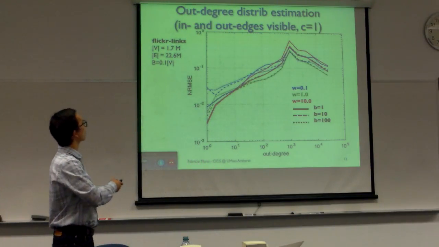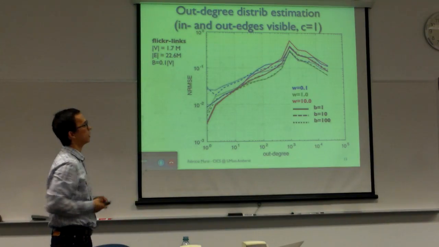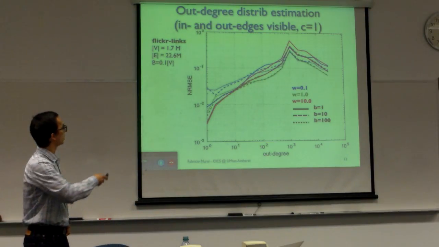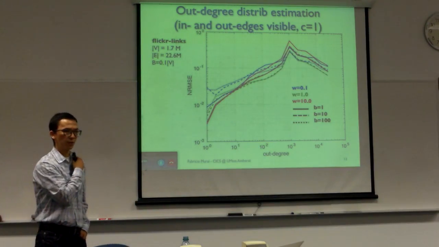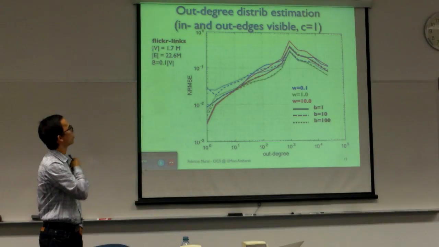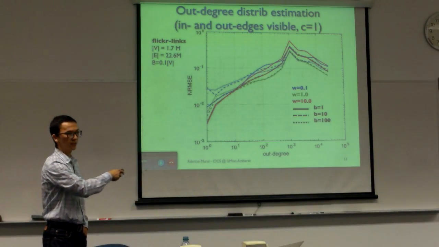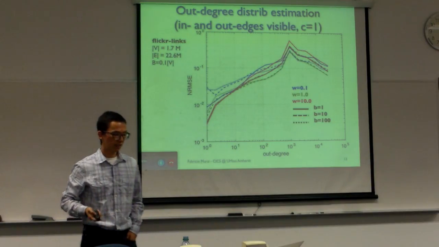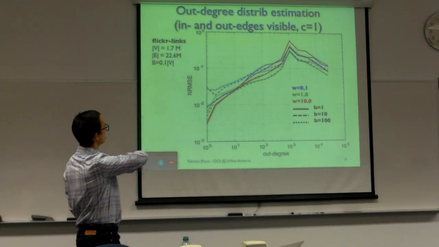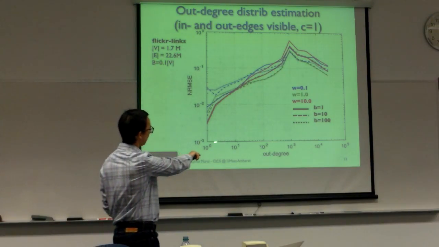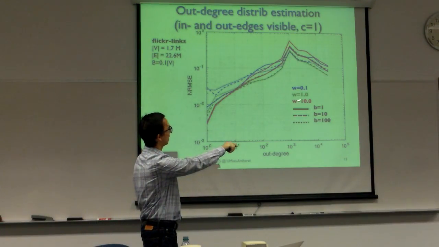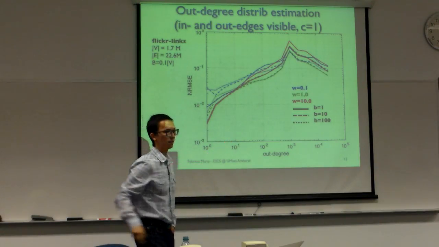So here I have typical results for the out-degree distribution estimation when the incoming and outgoing edges are visible, and C is equal to 1. This one in particular is for the Flickr links data set from the Stanford SNAP repository. Here, the number of vertices is roughly 1.7 million, the number of edges is 22.6 million, and the budget, as I said, is set to be 10% of the number of vertices. What we see here is the normalized root mean square error on the y-axis for different out-degree values. And here, I'm plotting 9 curves that are combinations of the random jump rate and the budget per walker.